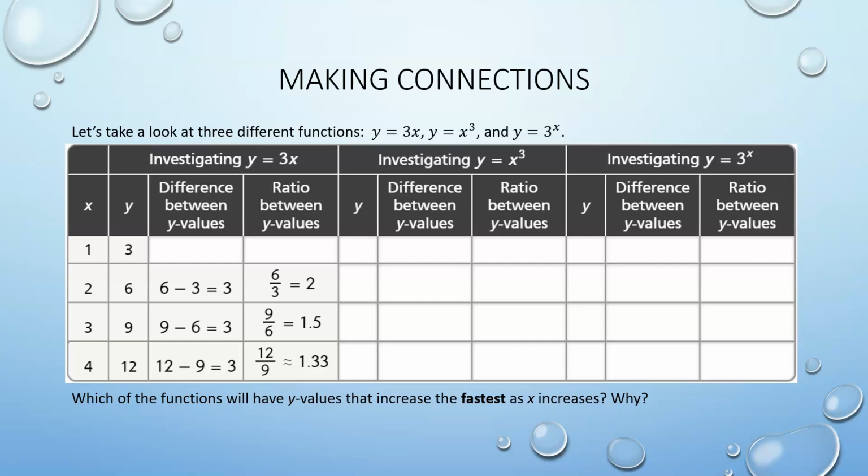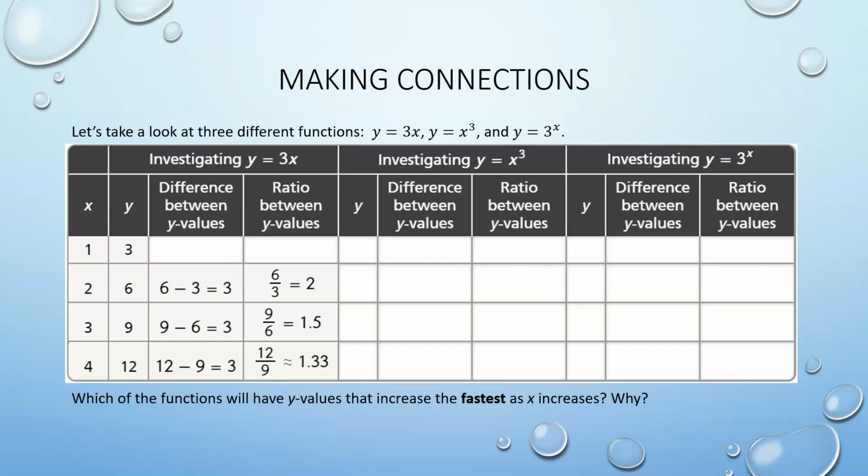Now, here's a situation where we're going to make some connections to things we've done in the past. Using this table, we can see that they've already filled in the y equals 3x table. So this is a linear function, right? 3 times x, that's linear. They went through and found the difference of the y's and also the ratio between the y values. We've done the difference of the y's before. We haven't really talked about the ratio, but we're going to talk about why we need to look at that today.